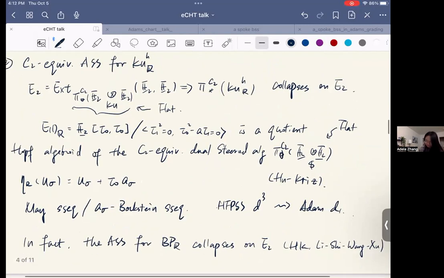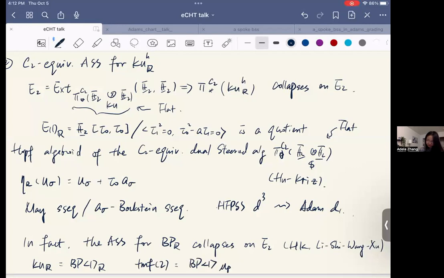We've been studying KUR here. Another name for KUR is BP1R, right? So it's the beginning of a series of truncations of BPR. And here, TMF2 is BP1 mu 3. So if the conjectural BP mu 3 exists, then TMF2 is one truncation of that spectrum. And this is shown by Dillon-Wilson.